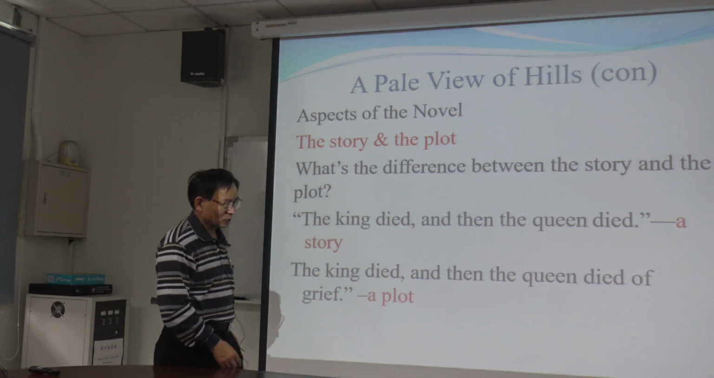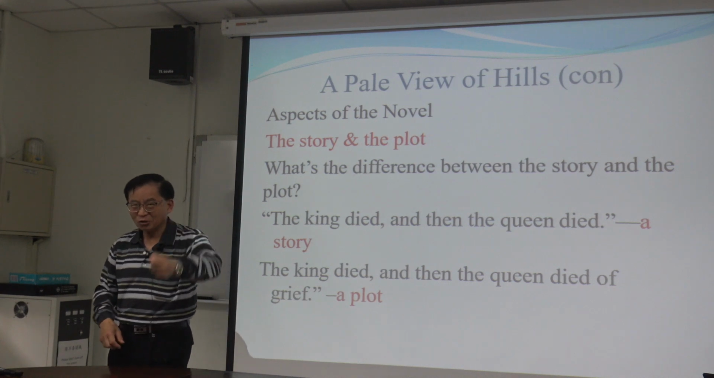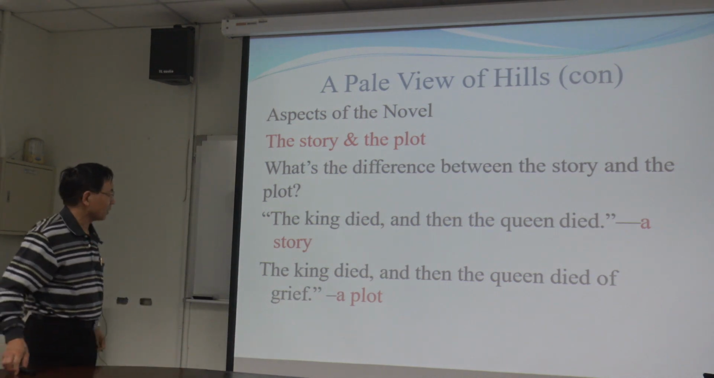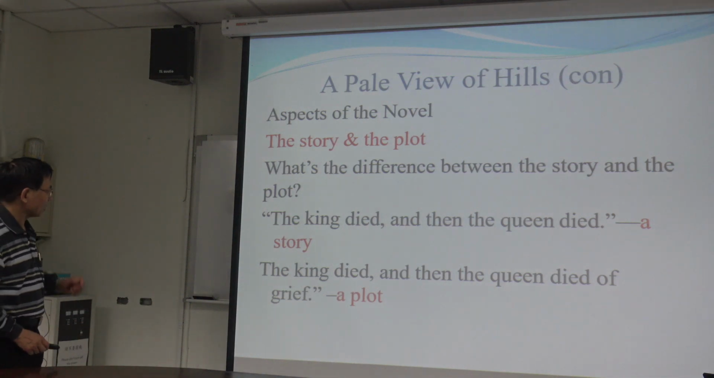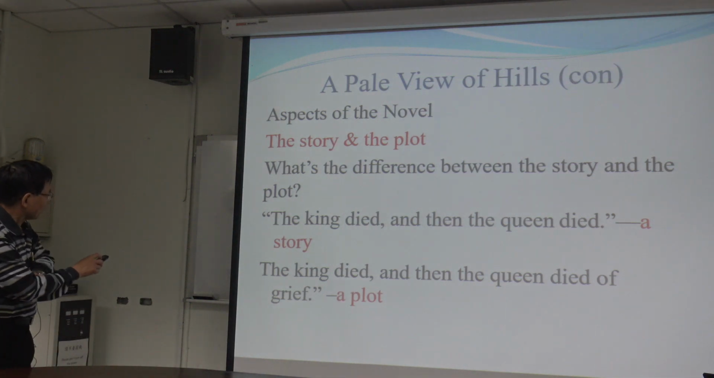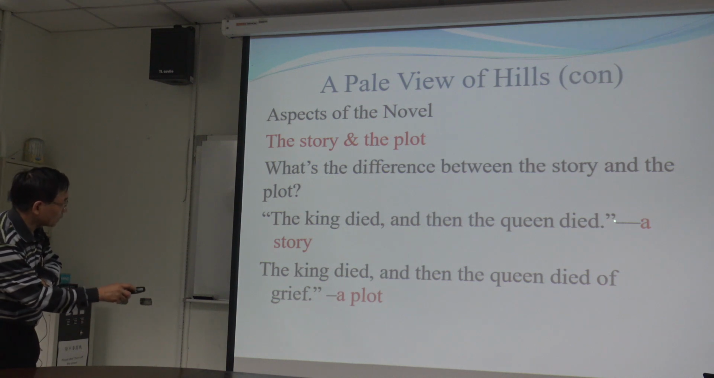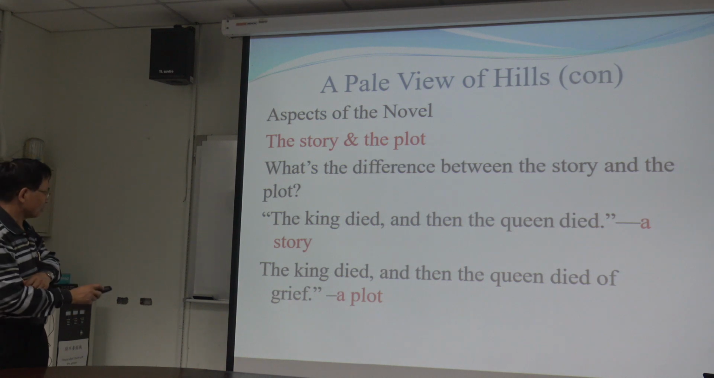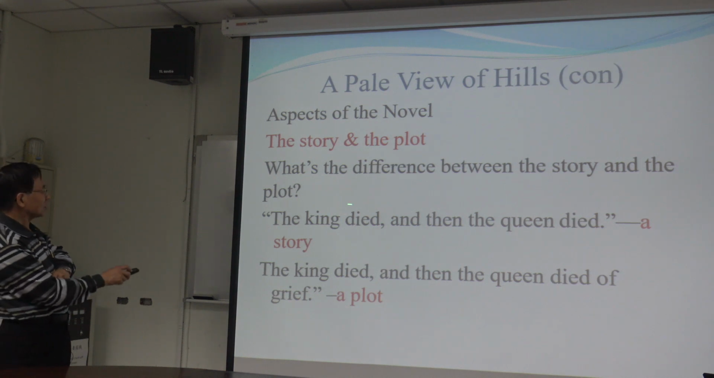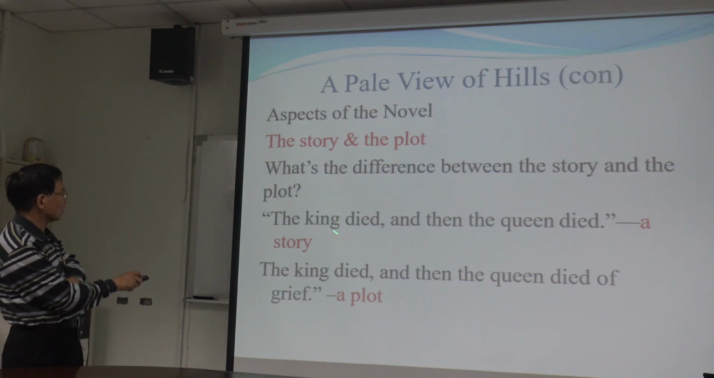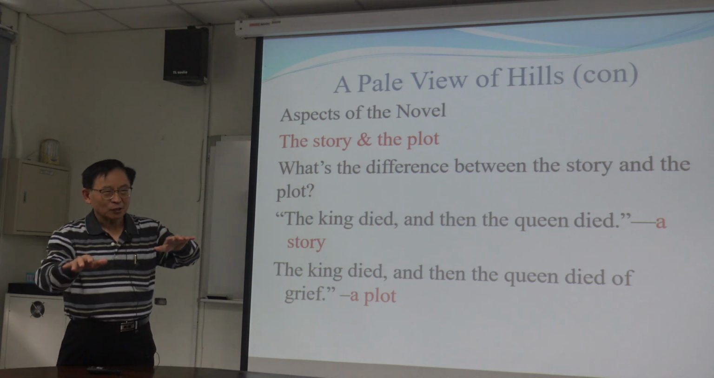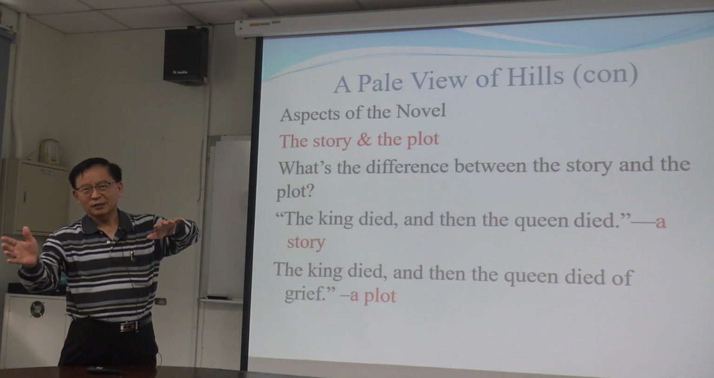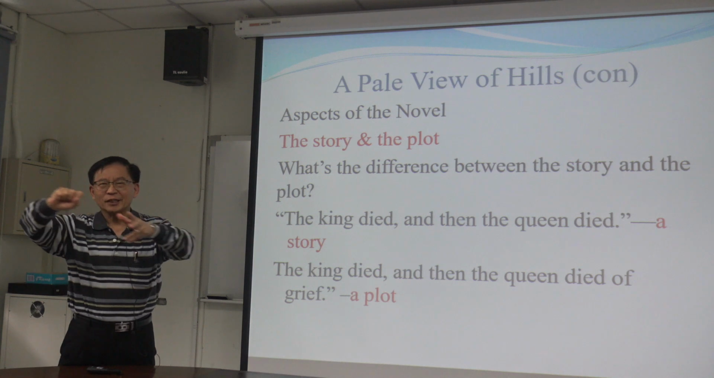One interesting question is, what is the difference between a story and a plot? Here is a very interesting example used by E. M. Forster. The difference is like: the king died and then the queen died. According to Forster, this is a story. The king died and then after the king died, the queen died. There is no causal relationship. In other words, there is no cause and effect. We just know the king died first and then the queen died.